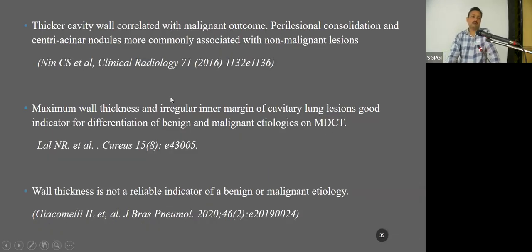In the literature also, a thicker cavity wall has been correlated with the malignant outcome. And things like consolidation and centriacinar nodules have been more commonly associated with non-malignant lesions. An irregular inner margin of the cavity wall has been suggested to be more common in malignant etiology. But there are some studies which say that wall thickness of a cavity alone is not a reliable indicator of a benign or malignant etiology.